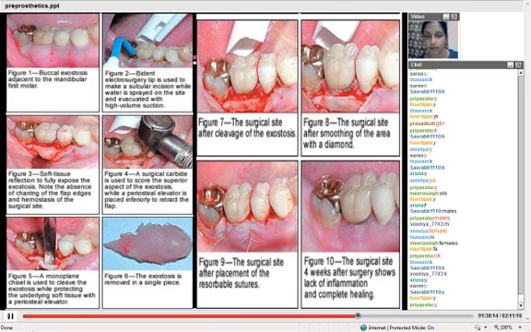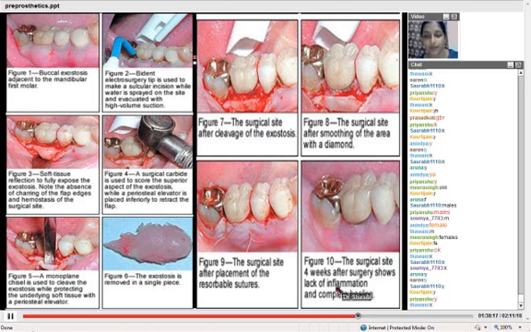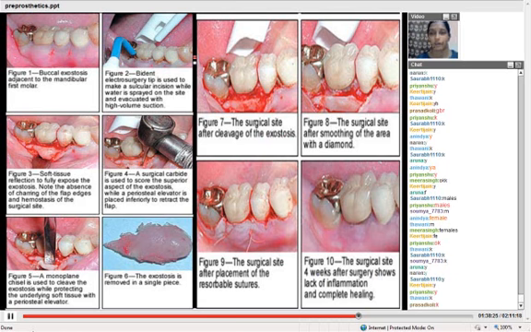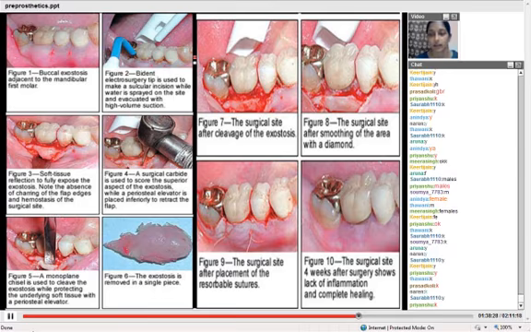Surgical site. See, this is 4 weeks after surgery. There is no inflammation, there is nothing. So 4 weeks after surgery, after removal of a tori, it's perfectly fine. Got it? Okay.